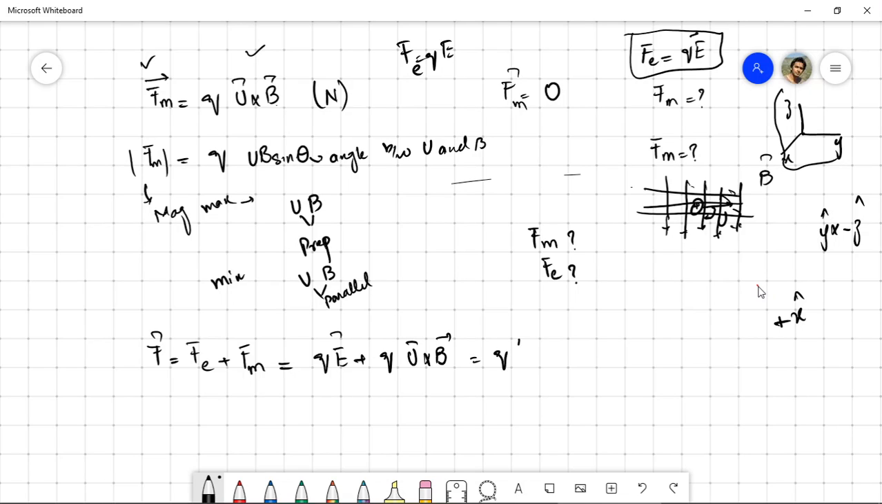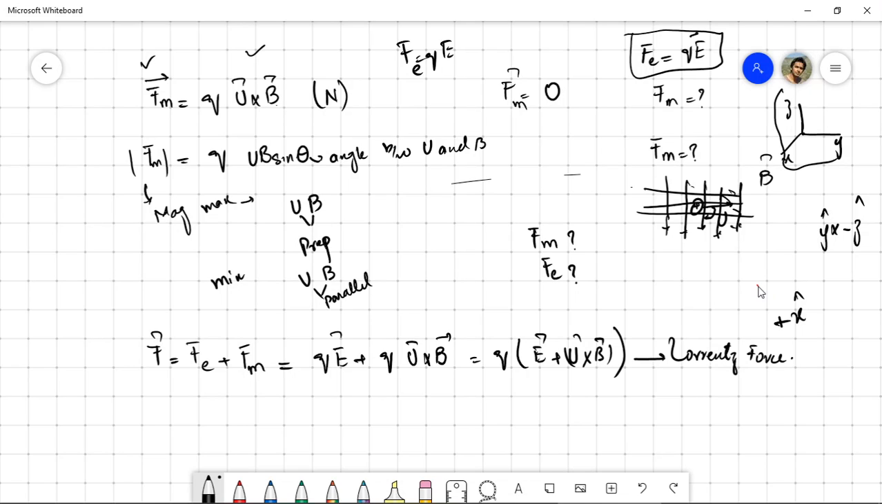We can take Q to be constant and E plus U cross B. Now this kind of force is called Lorentz force. We have studied this in physics also. So the Lorentz force is basically the sum of the electric force and the magnetic force that is acting on a charge in the vicinity of both electric as well as magnetic fields. So this is the Lorentz force.